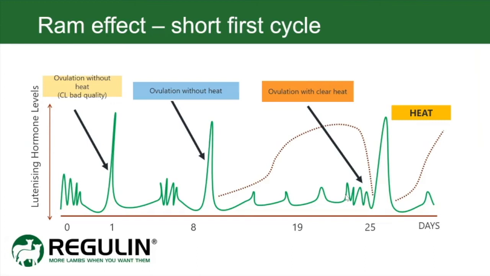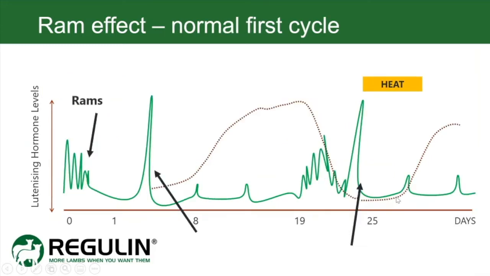So the corpus luteum quality is poor and it doesn't rupture. So day one here, we get a spike, but because there's no clear indicator of heat, progesterone doesn't build up for another 7 days. There's another spike, ovulation without heat occurs, so a spike, and then progesterone builds up, it drops away, big spike in LH, and heat occurs here at day 25 here.